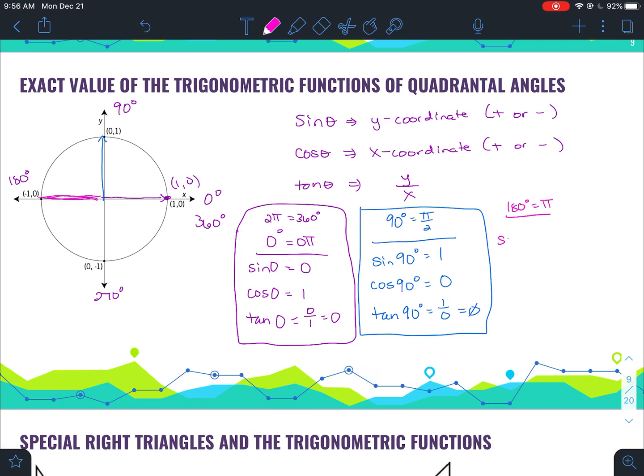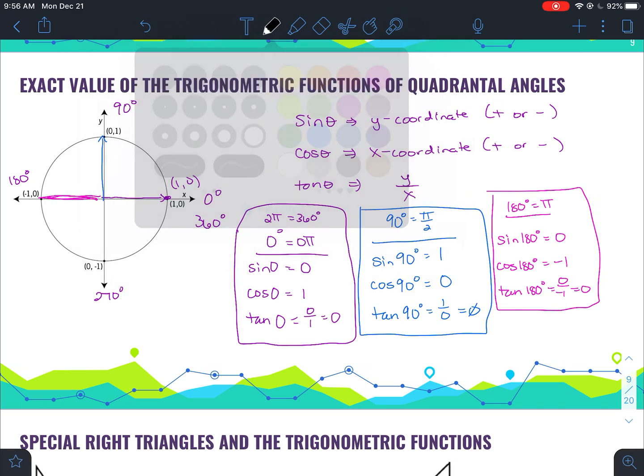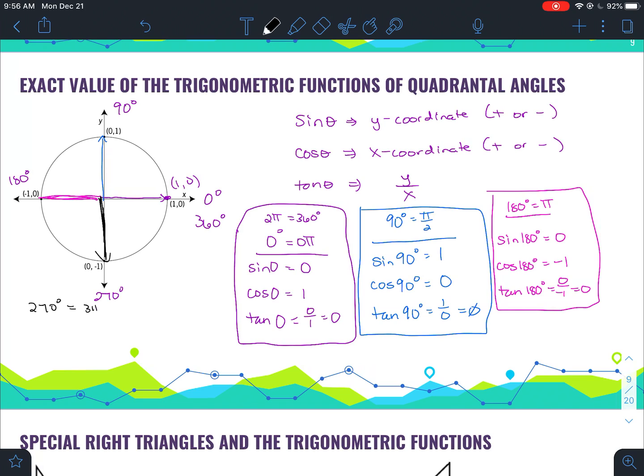All right, let's go out to 180. So if I'm out to 180 degrees, and 180 degrees is just pi, the sine at 180 degrees, or at pi, is the y-coordinate, which is 0. The cosine at 180 degrees is the x-coordinate, which is -1. And the tangent of 180 degrees is the y-coordinate over the x-coordinate, which is 0. So those are your trig ratios at 180.